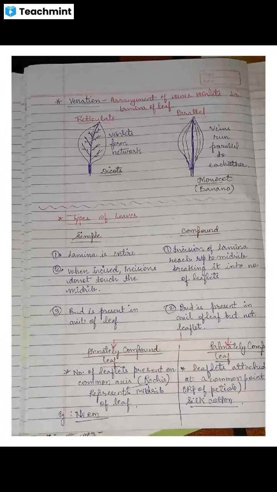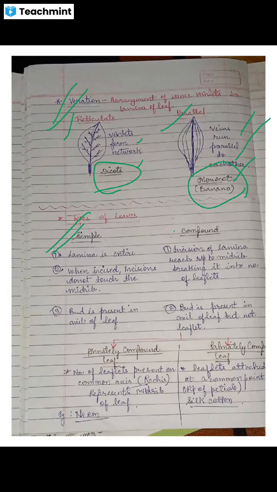Now venation. Venation means the arrangement of veins and veinlets in the lamina of the leaf. We have mainly two types of venation: one is reticulate, the other is parallel. In the reticulate one, the veinlets form a network, and in parallel, the veins run parallel to each other. In the banana leaf, you have seen the veins run parallel to each other. It is an example of parallel venation. In all the dicots, we have reticulate venation, where there is a difference in the number of veins and veinlets. In the monocot, because it has parallel venation, there is no such difference in the number of veins. They are the same.